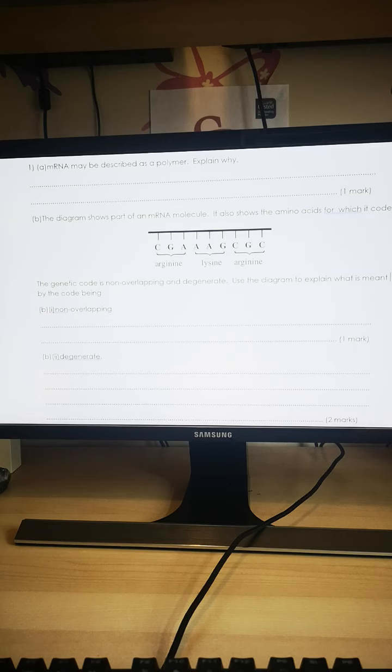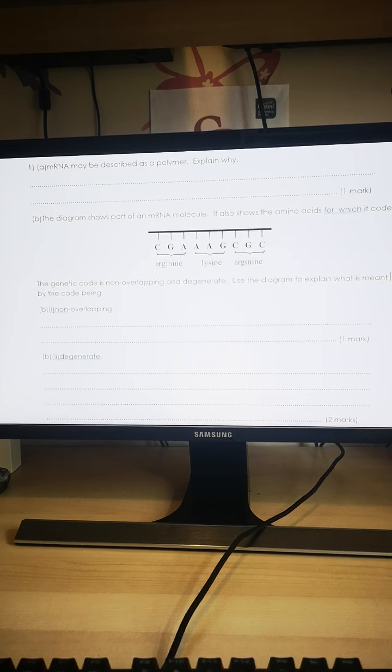Okay, so we're going to work through question 1 together. Question 1A. mRNA may be described as a polymer. Explain why. Now you can either pause as we've read through the question and write your own answer, or you can wait to listen to my answer and then record your own answer. Depends what level of challenge you want. It'd be more difficult to have a go yourself and then check your answers.